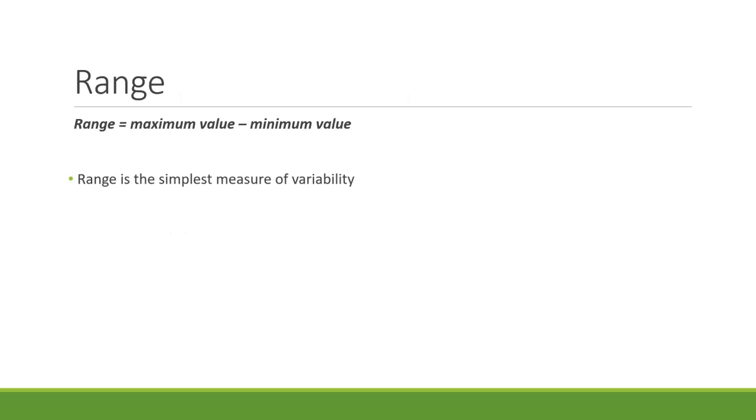First, let's start with range. Range is the simplest measure of variability. This is something that you may have even heard about in middle school or in high school. Range is just your maximum value minus your minimum value. Biggest number minus your smallest number. That's the range, and that's it.